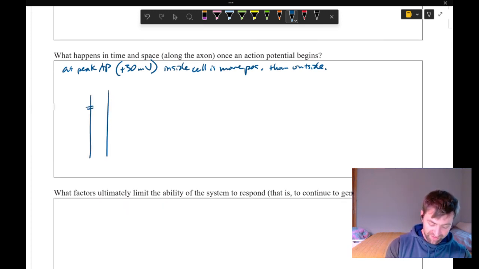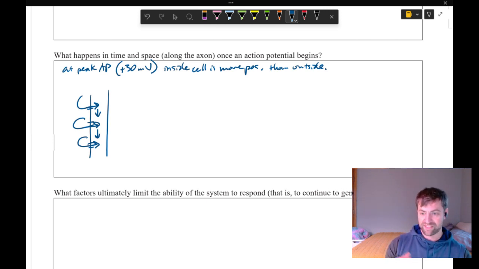So I did kind of talk about that. Arranged in space, when this one hits threshold, the sodium diffuses up to the next one, which depolarizes it, which allows more sodium to come in. Those diffuse, depolarize the cell, open the gate, more sodium rushes in. And that's that linear propagation.